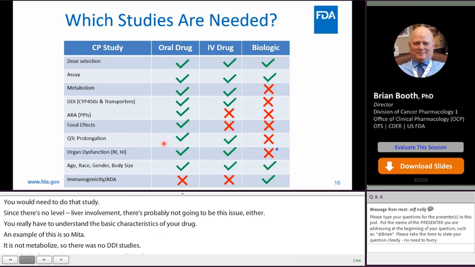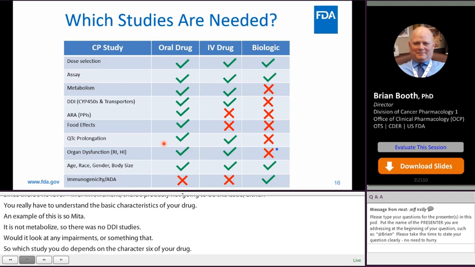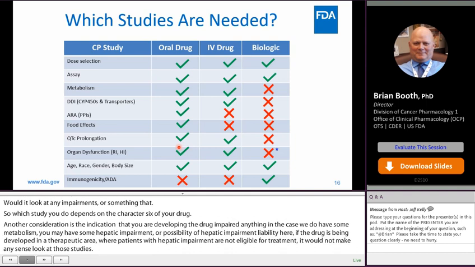Now, another consideration is the indication that you're developing the drug in. Okay. So even in the case where you do have some metabolism and you may have the possibility of some hepatic impairment liability here, if the drug is being developed in a therapeutic area where patients with hepatic impairment are not eligible for treatment, then it wouldn't make any sense to look at those studies. Okay. So which studies you need would depend on really the type of molecule it is, the route of its administration, its basic characterization, and the therapeutic area that you're developing it in.